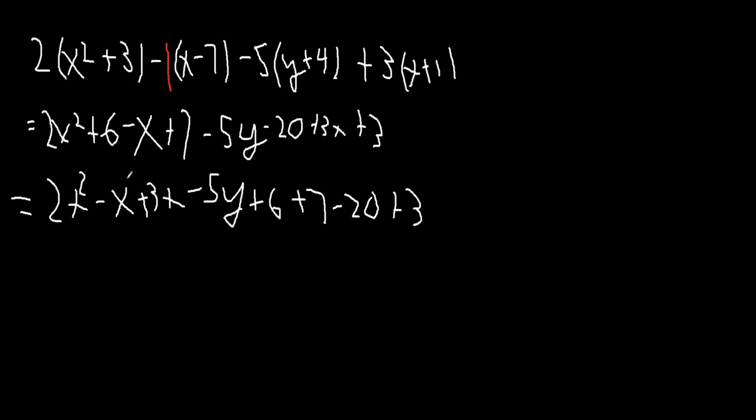So now let's go through all our terms again. We have 2x squared, negative x plus 3x, negative 5y, and then our numbers 6, 7, negative 20 and 3. So that's 2x squared plus 2x minus 5y, and then we have to calculate this here, so that's plus 6 plus 7, which is 13, minus 20, which is negative 7, plus 3, which is negative 4.